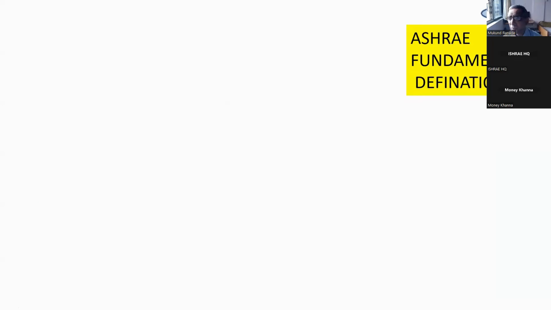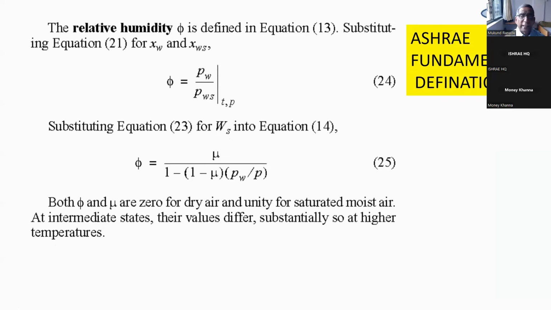So what is the ISHRAE Fundamentals definition of relative humidity? Relative humidity as defined by ISHRAE is the ratio of PW upon PWS. PW is the partial pressure of water vapor within the air, divided by the partial pressure of water vapor if the same air becomes saturated at the same pressure and temperature.